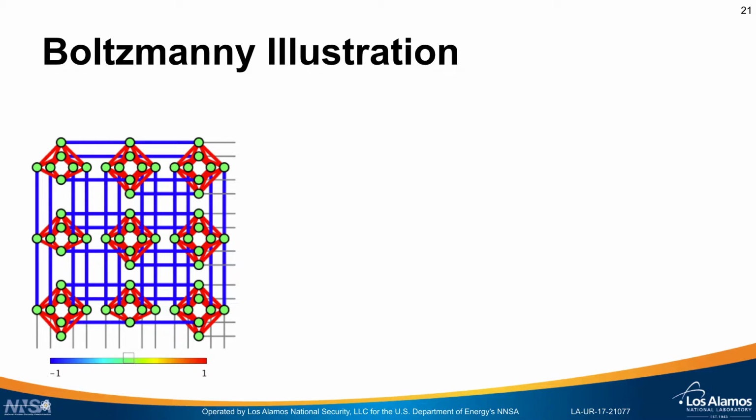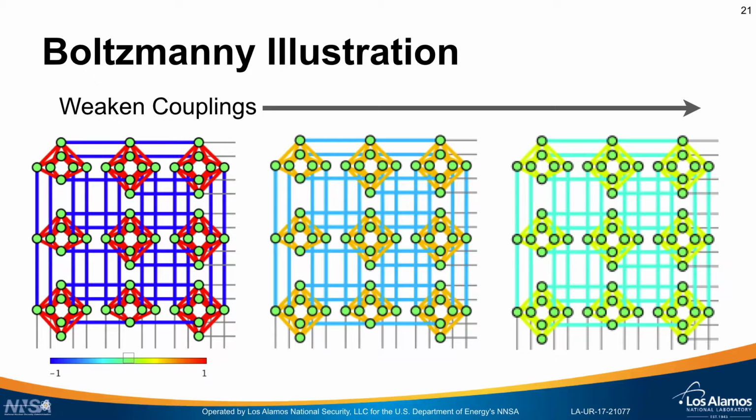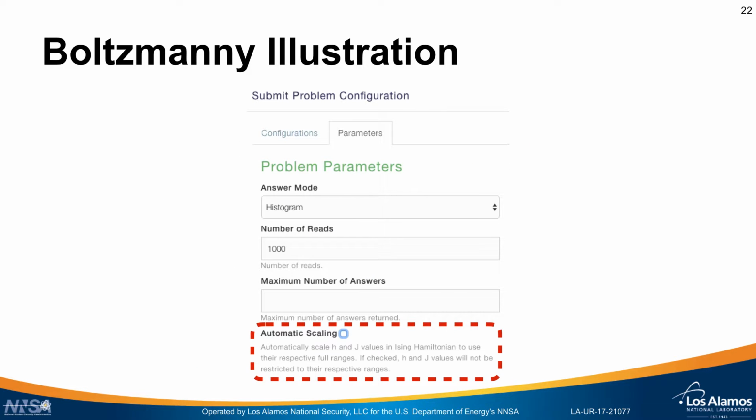So what we're going to do as an experiment is try weakening the couplings between all of the different spins in our problem, and this will have the effect of simulating a Boltzmann distribution temperature increase, because as we weaken the couplings, the effective temperature of the distribution is increasing. Now, if you're going to try to reproduce this experiment on your own, it's important that you turn off the auto-scaling property, because otherwise the machine will automatically rescale the problem and you won't see this simulated increase in temperature.